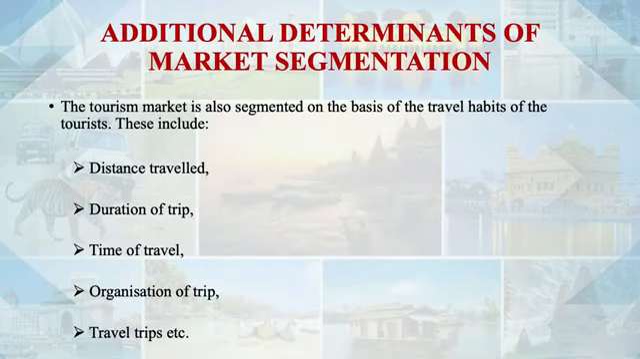Travel motives is another basis. Tourists are classified on the basis of their motive to travel. So some may travel for the reason of curiosity, some for education, some for health, religion, sports, relaxation. So there are lots of motives for travel, so they can be segmented based on that.